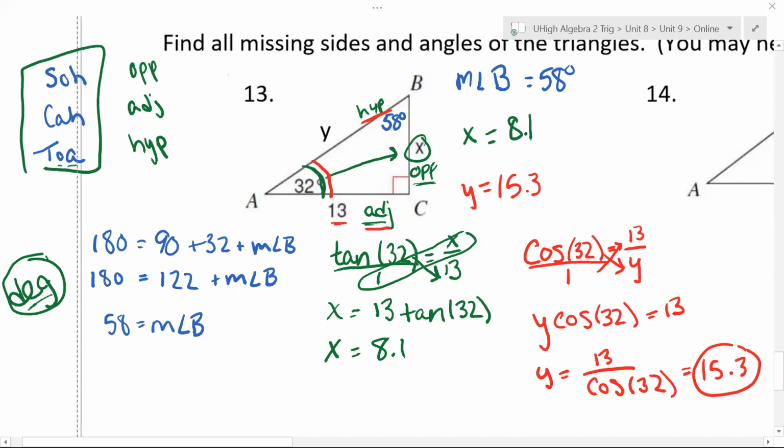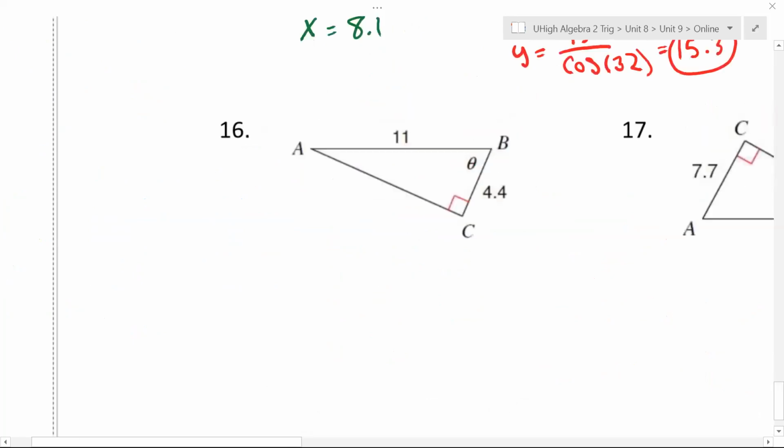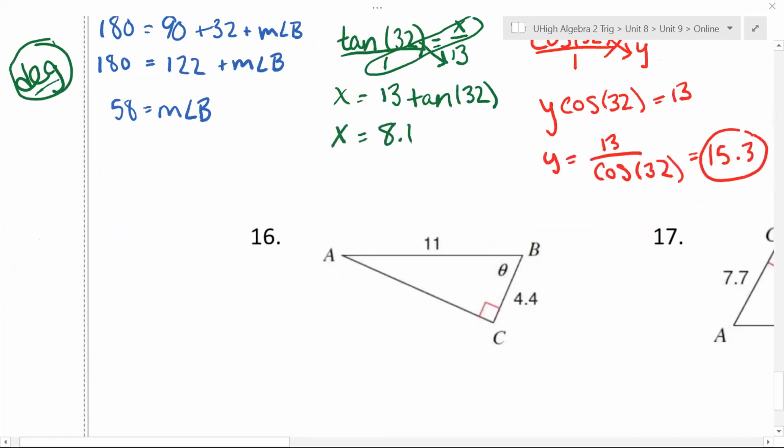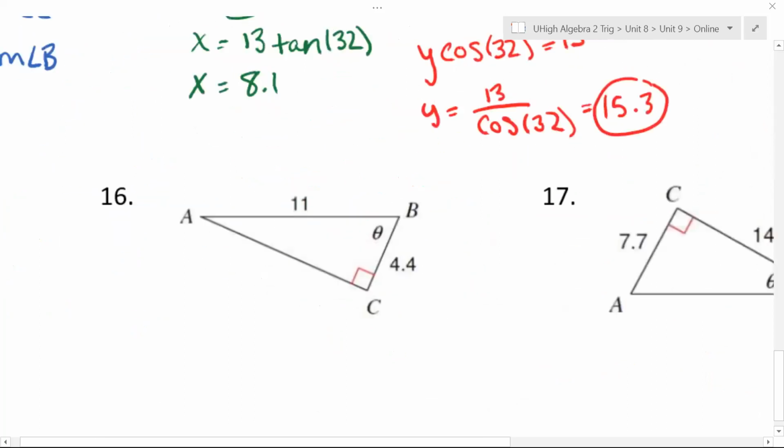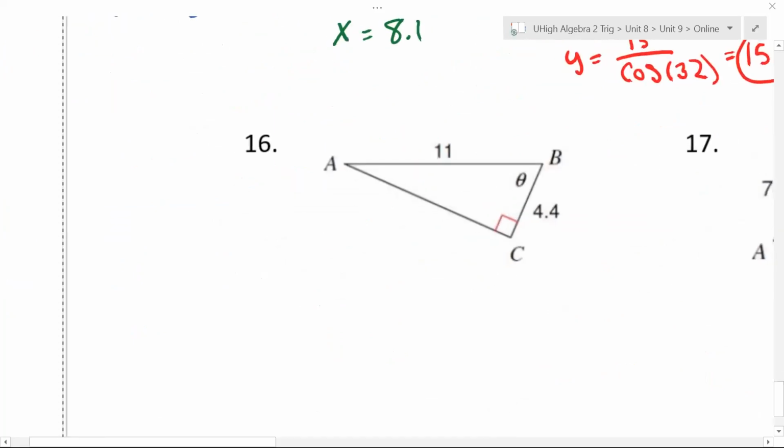All right, let's do one more of these together. Number 16 uses a little bit different pieces than number 13 did. If you're looking at number 16, you should notice, compared to 13, we aren't given any angles except for our right angle. We're actually given 2 side lengths. So this one is going to work a little bit different.